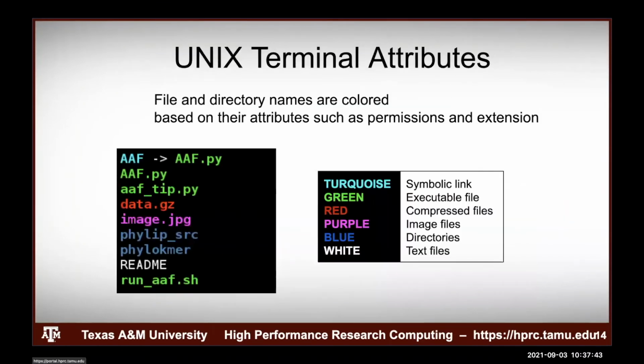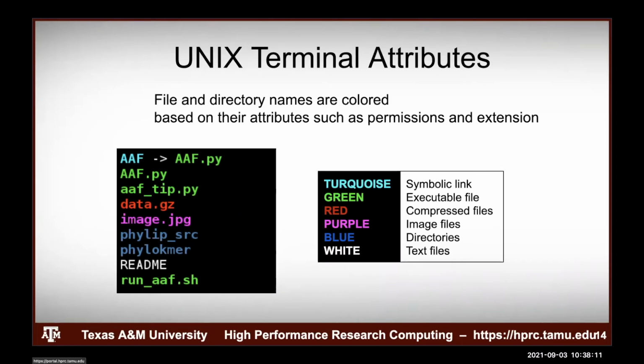So Linux terminal attributes, we talked about this. Green is executable stuff. Teal or turquoise, whatever you want to call this color, those are symbolic links. I really wouldn't worry about those right now. Just kind of know that they exist. They're basically pointers. So if you see something that's teal, it means that this is pointing to another file. Green are executable files. Red are compressed files or archived files.